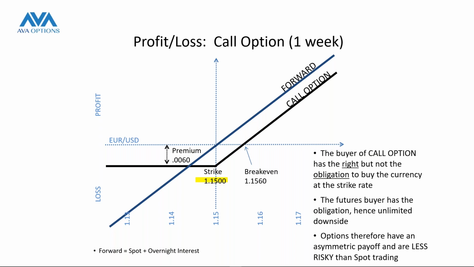So if I've paid 0.006 or 60 pips premium for my option, then once the market is higher than 115.60, I'll start to make profits. That's my break even. But I'm participating in the market going up from my strike level, and I don't participate in any further losses below my strike.